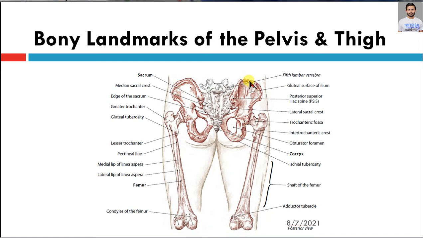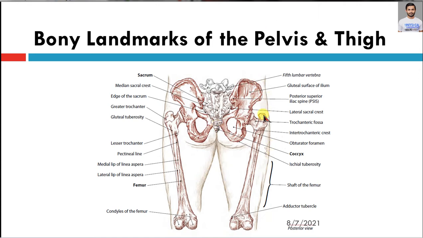The iliac crest is in alignment with the spinous process of L4 most commonly, and sometimes L5 also, but most commonly it is L4. Then you can feel the ischial tuberosities, they are deep to the gluteal folds, and in the midline you can look for the coccyx, which is also called the tailbone.